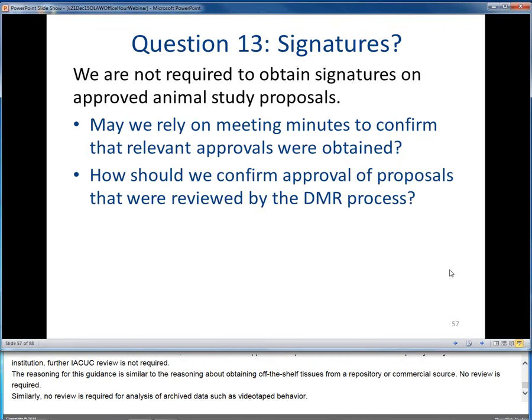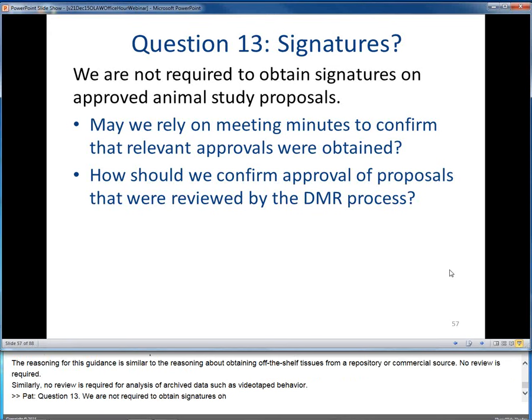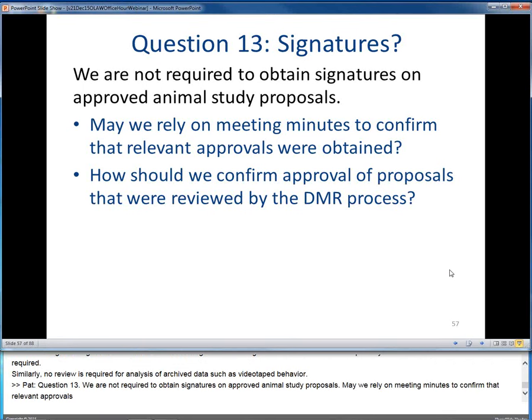Question 13. We are not required to obtain signatures on approved animal study proposals. Maybe we can rely on meeting minutes to confirm that relevant approvals were obtained. How should we confirm approval of proposals that were reviewed by the designated member review process?